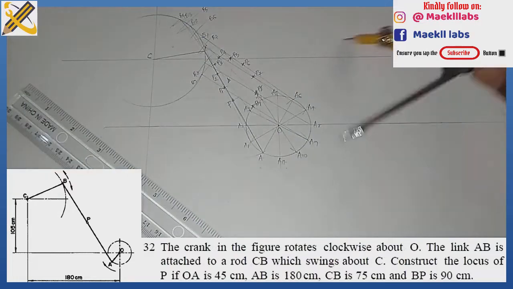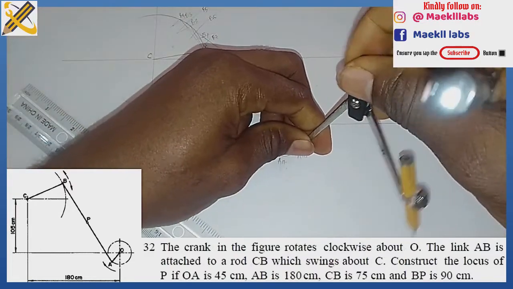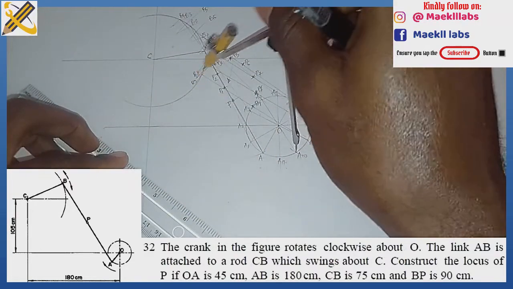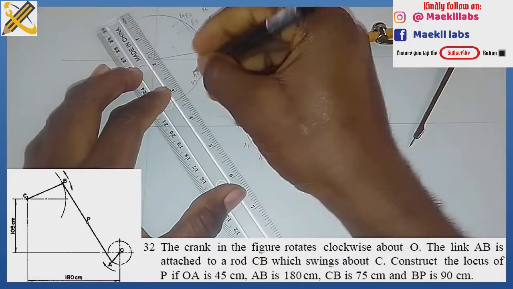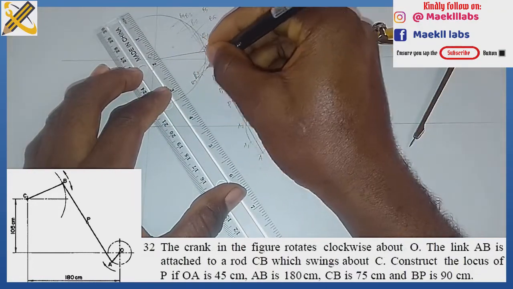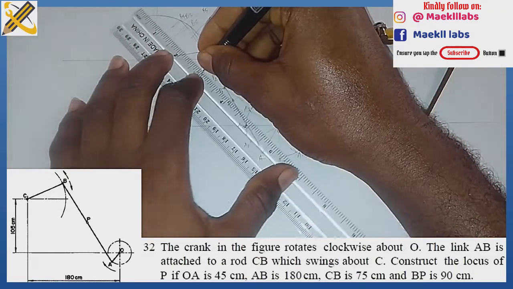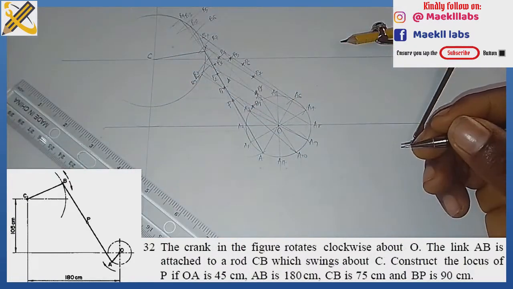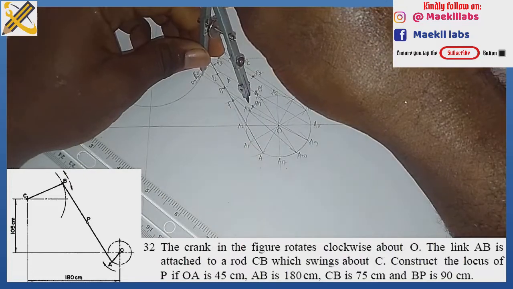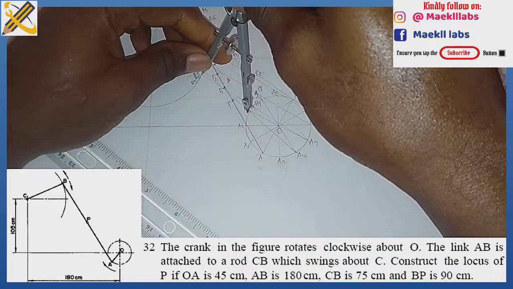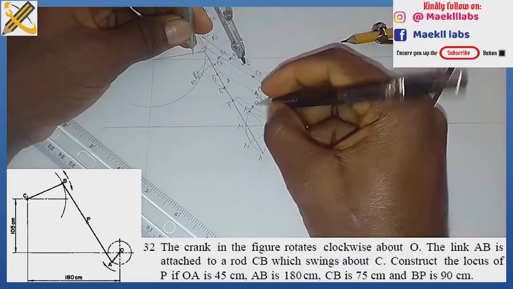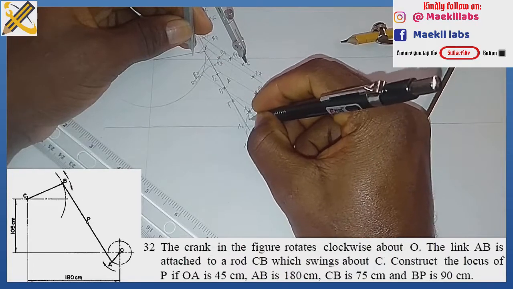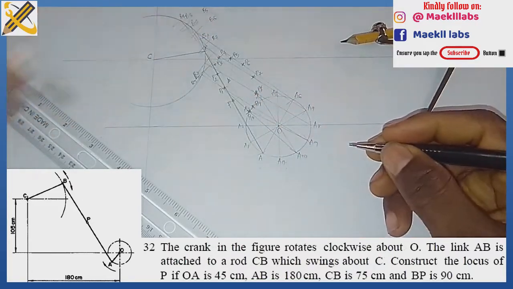On A10 with my mark 90, I strike an arc right here. So this is my B10 here, and this is where it touches the bigger arc. So drag it to here, point A10 right here. With mark 45 on point B10 here, I strike an arc. So right here is my P10. That's my P10.